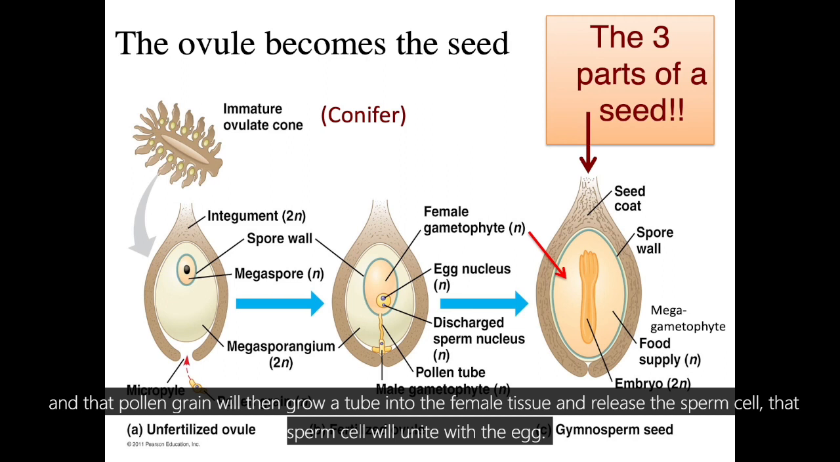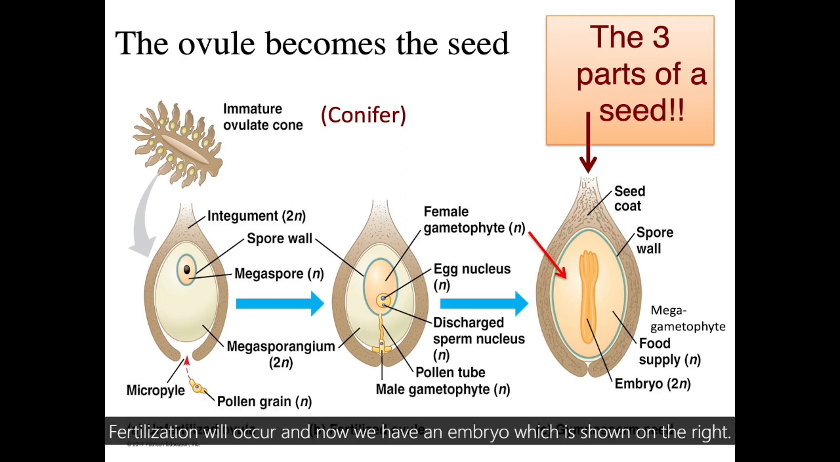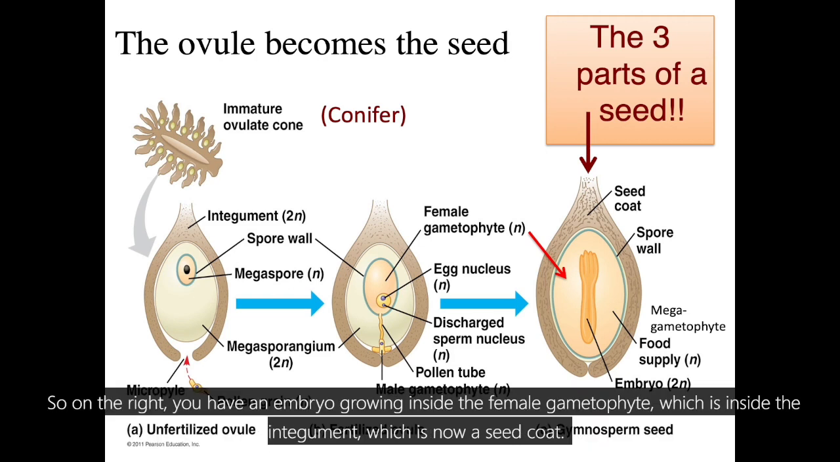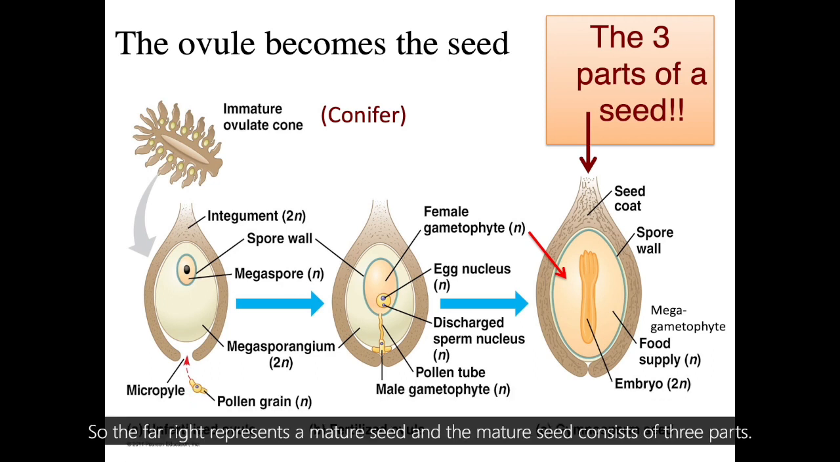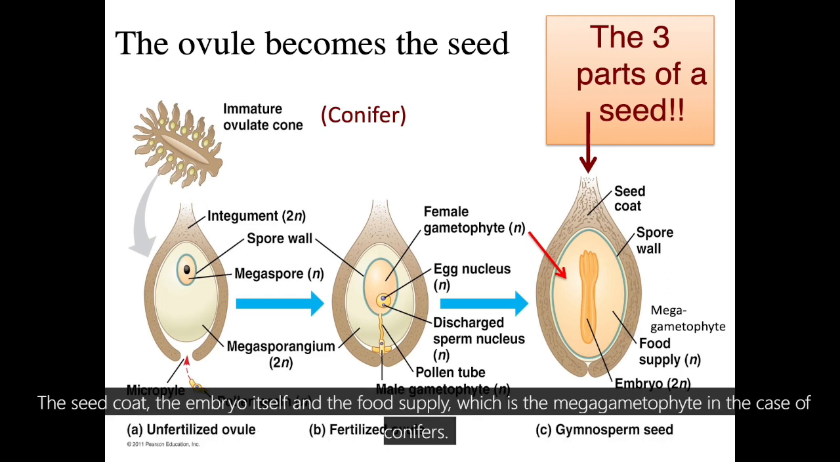That sperm cell will unite with the egg, fertilization will occur, and now we have an embryo, which is shown on the right. So on the right, you have an embryo growing inside the female gametophyte, which is inside the integument, which is now a seed coat. So the far right represents a mature seed, and the mature seed consists of 3 parts: the seed coat, the embryo itself, and the food supply, which is the megagametophyte in the case of conifers.